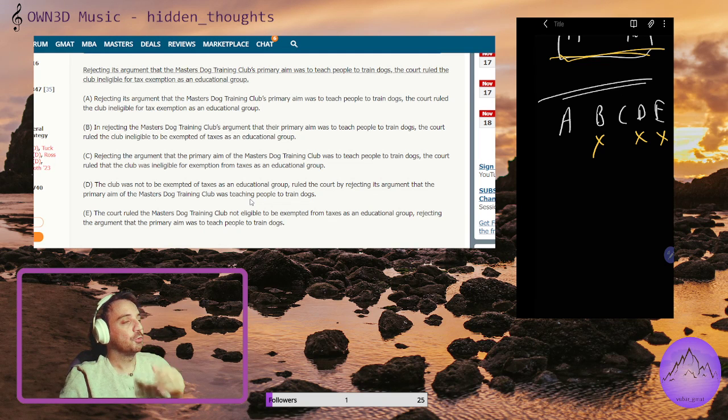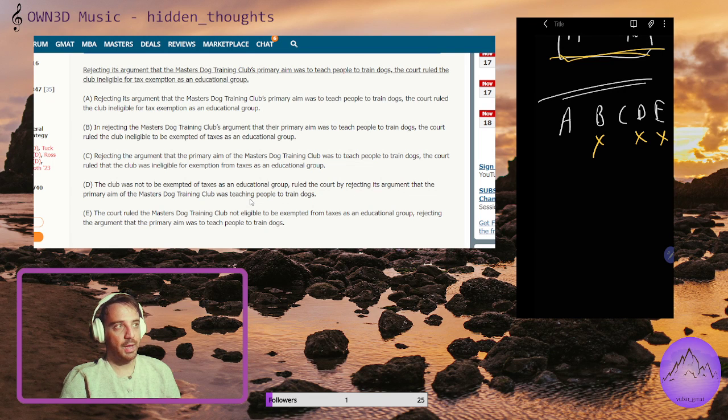So, rejecting its argument that the Masters Dog Training Club's primary aim was to teach people to train dogs, the court ruled the club ineligible for tax exemption as an educational group. Just understanding the meaning they're trying to convey, essentially the court ruled them not eligible for a tax exemption, and the reason was they did not believe that the club's primary aim was teaching people to train dogs.